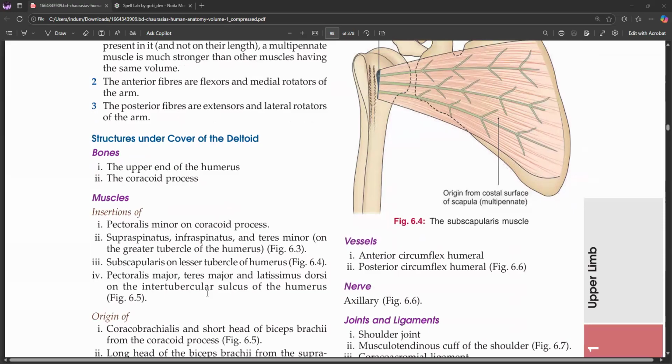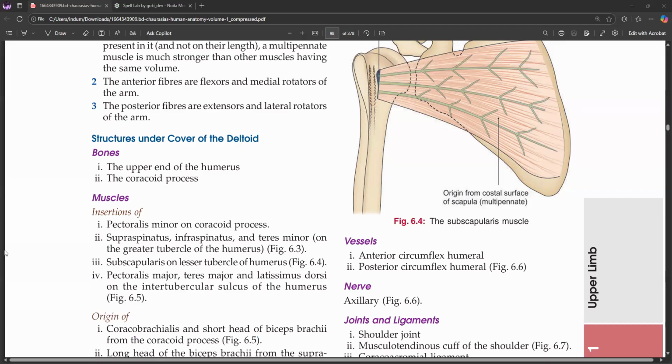Bones. The upper end of the humerus, the coracoid process. Muscles. Insertions of pectoralis minor on coracoid process, supraspinatus, infraspinatus, and teres minor on the greater tubercle of the humerus. Figure 6.3. Subscapularis on lesser tubercle of humerus. Figure 6.4. Pectoralis major, teres major, and latissimus dorsi on the intertubercular sulcus of the humerus.